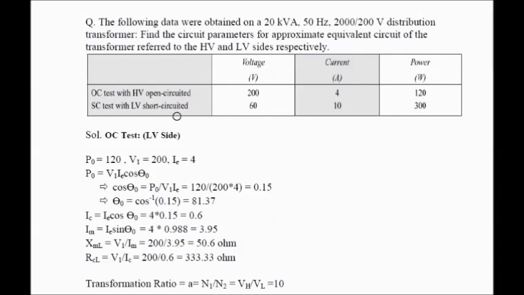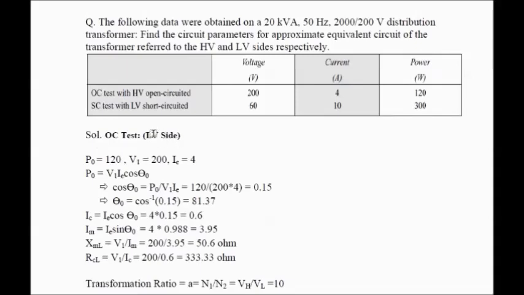SC test with low voltage short circuited, that is, this is performed on the high voltage side. Here voltmeter reading is 60, ammeter reading is 10 and wattmeter reading is 300. See here, this ammeter reading is 10, and from this relation you will also have 10, since 20k divided by 2000 will be 10. So this is the rated full load current in the SC test. This is the rated low voltage supply in the OC test. Okay, so we will first calculate the OC test.